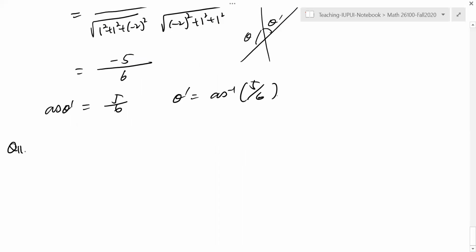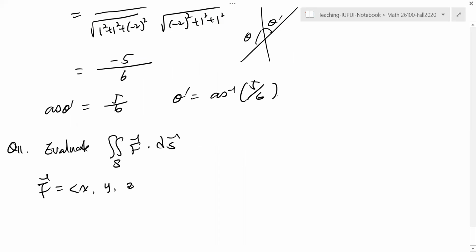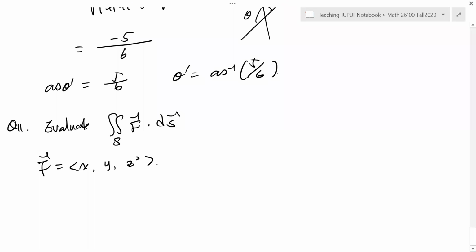So our next problem will be: use the divergence theorem to calculate. So I already told you to use the divergence theorem. But if maybe I do not mention that, okay? So I just say evaluate this surface integral of F dot dS. Okay? F is going to be x, y, z squared. I have 3 components.